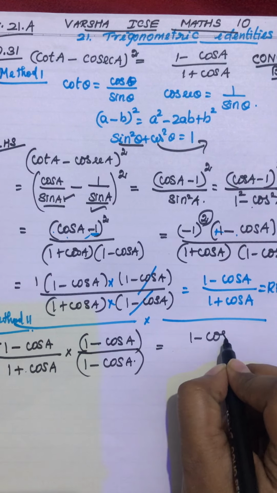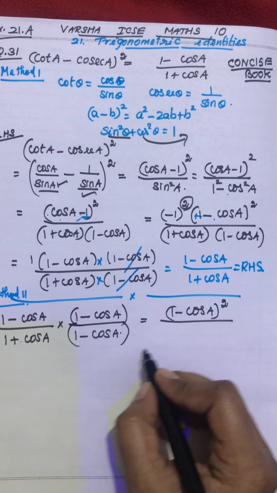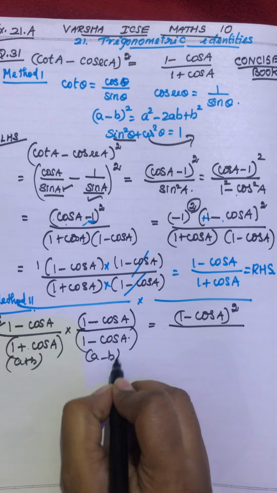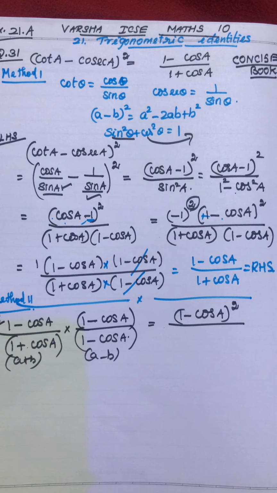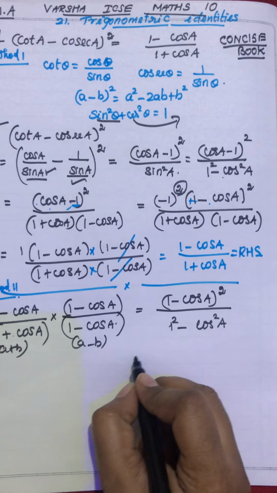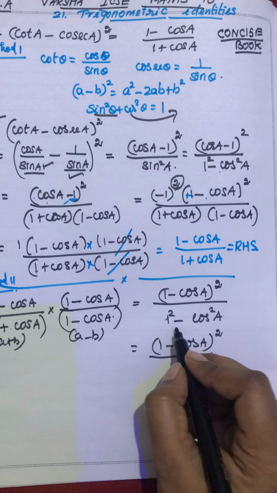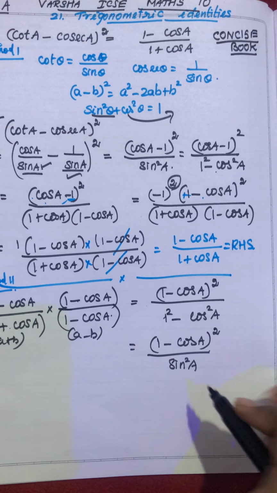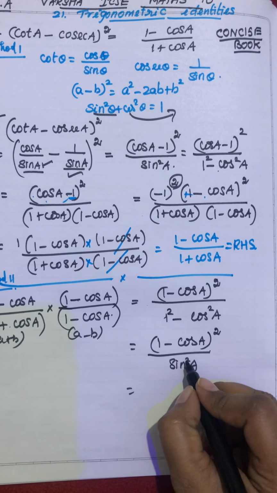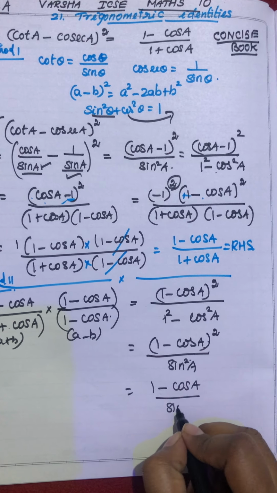In the numerator we have (1 minus cos A) the whole square. In the denominator, this is of the form (a plus b) and (a minus b), so we can write it as a square minus b square. So this is 1 square minus cos square, which is sin square. So we have (1 minus cos A) the whole square in the numerator and sin square in the denominator. Squares: we can write all the things under one square.